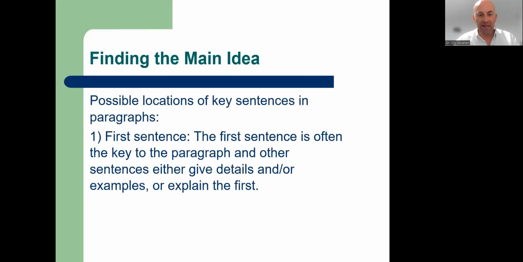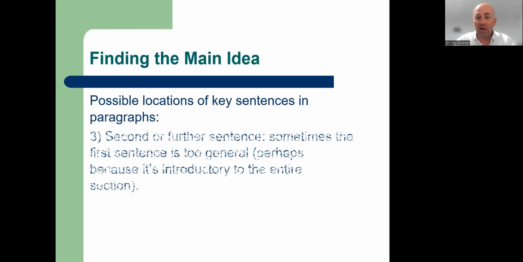So the million-dollar question is, where do we find the main idea? Where is it? Is it the first sentence, the second sentence, the last sentence? Well, the answer is that it can be anywhere, but there are rules of thumb. The first rule is that it's usually the first sentence, usually. However, it can also be the second or further sentence. Now, it might sound confusing, but you have to understand the idea.